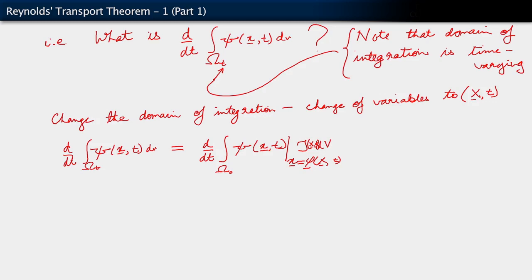The reason this is a useful thing to do is that the derivative we need to carry out would have been challenging on the left-hand side because the domain of integration itself was changing with respect to time. That derivative can now be moved inside the integral sign because on the right-hand side the domain of integration is fixed, the reference configuration. So we can write this as the integral over Omega_0 of a time derivative, with respect to time only, and we can make this equivalent by observing that the reference position capital X is fixed.